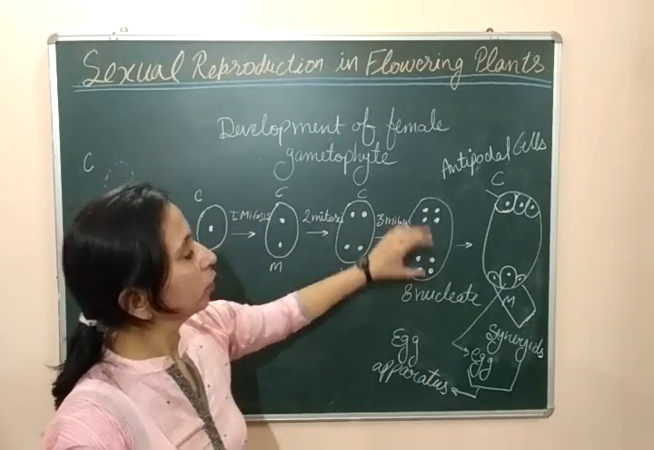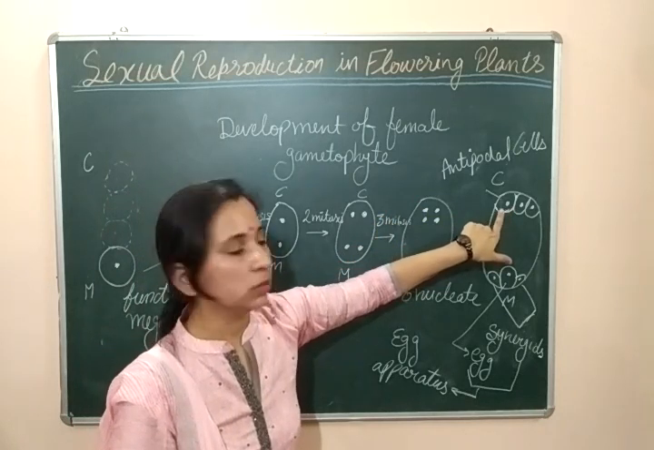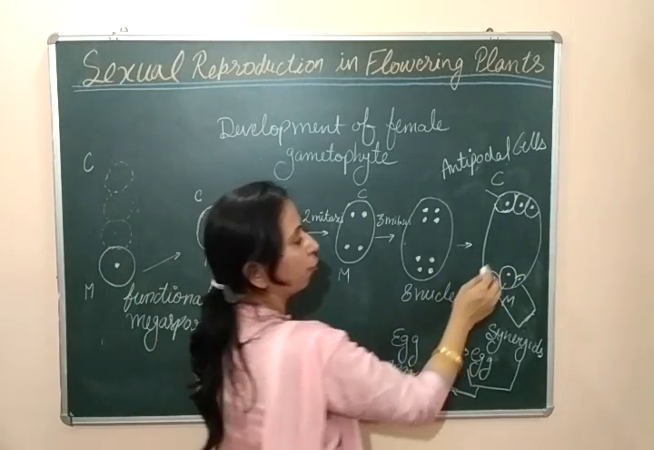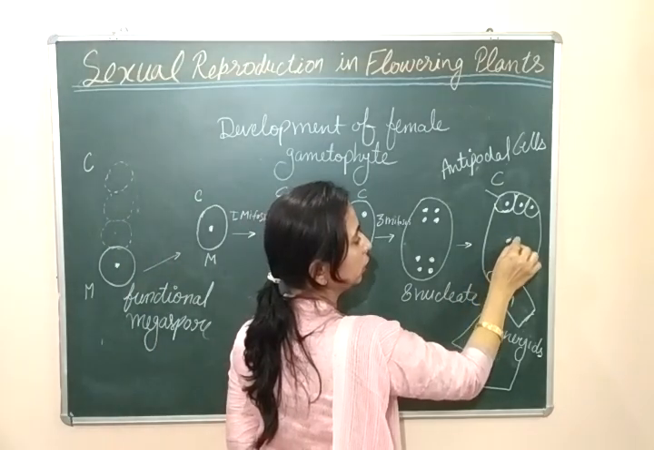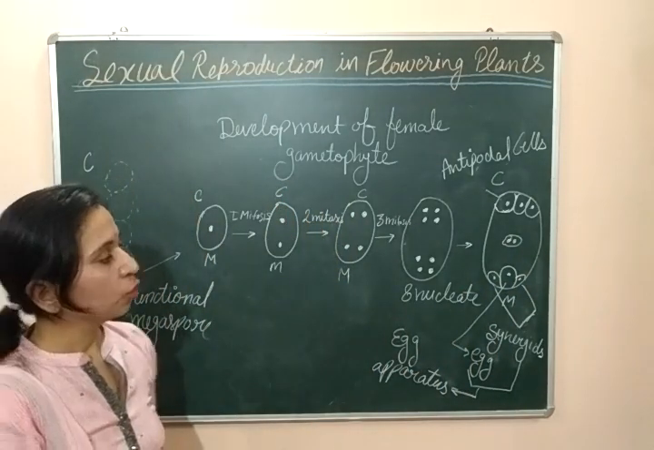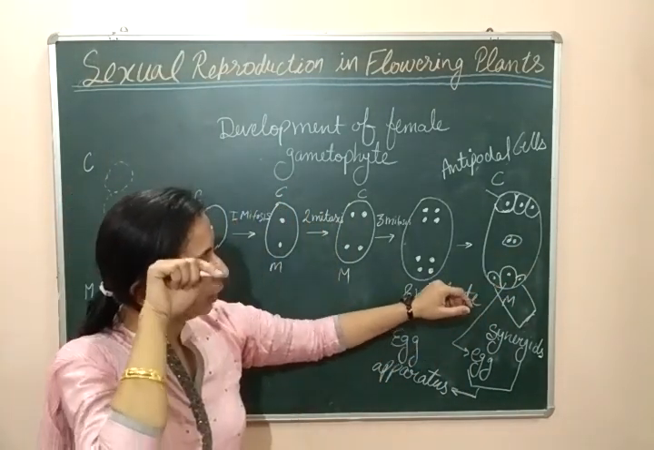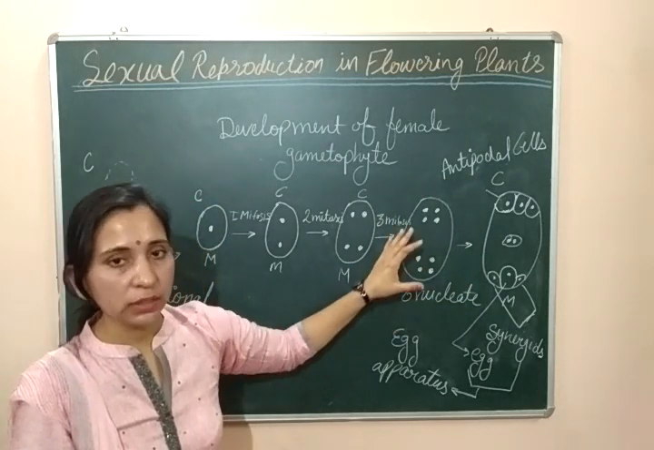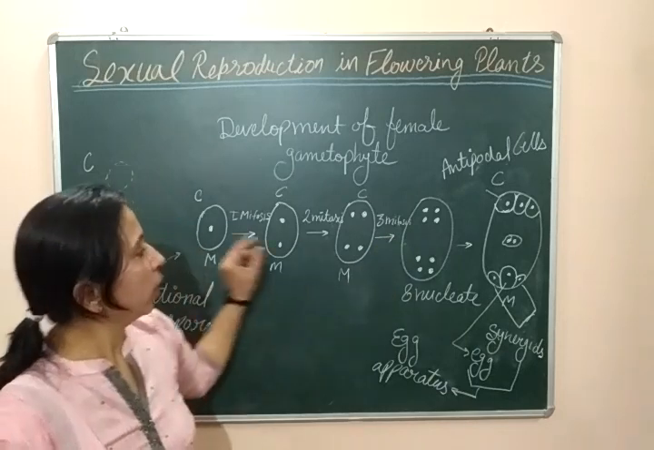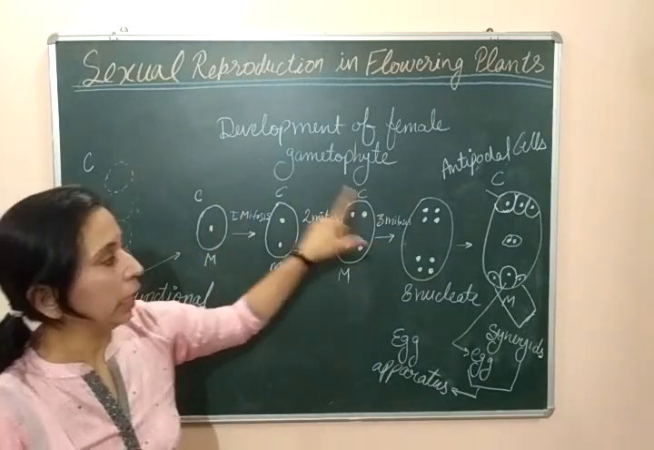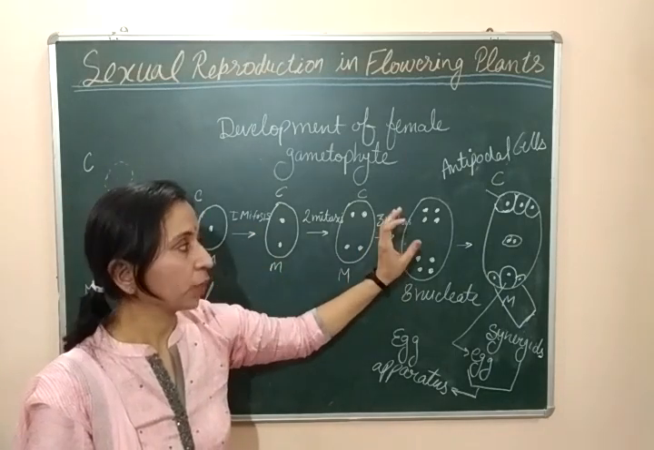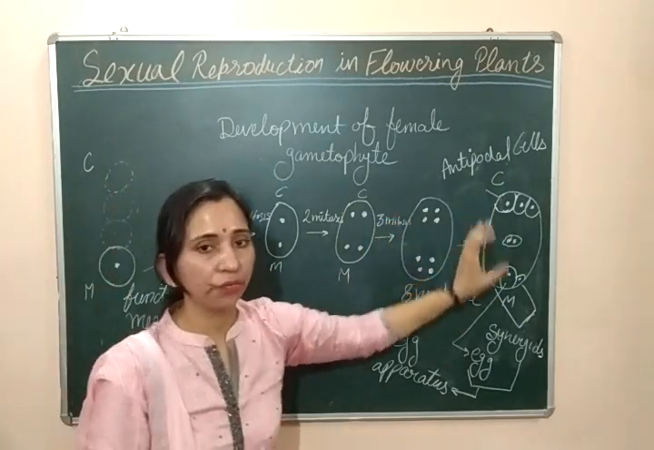Out of 8, 6 nucleus, 3 towards the chalazal end and 3 arranged towards the micropylar end, and the 2 nucleus which remain form a large central cell in the center of this embryo sac. So in this stage, out of these 8 nucleus, let's see one more time how they arrange. Till here we have seen that due to the 3 mitotic divisions, one megaspore nucleus is divided into 8 nucleus. One megaspore nucleus formed 8 nucleus, and now these 8 nucleus arrange in a different manner.